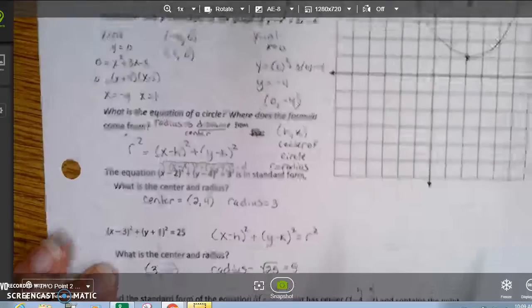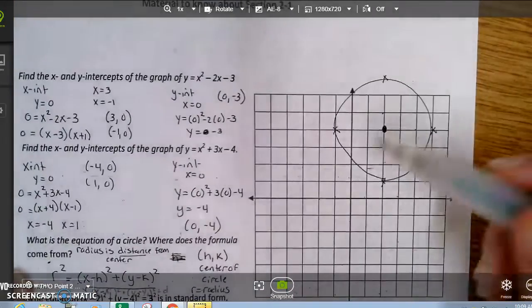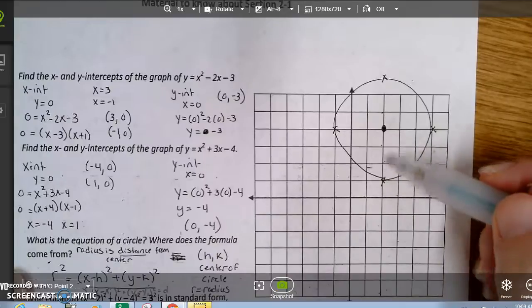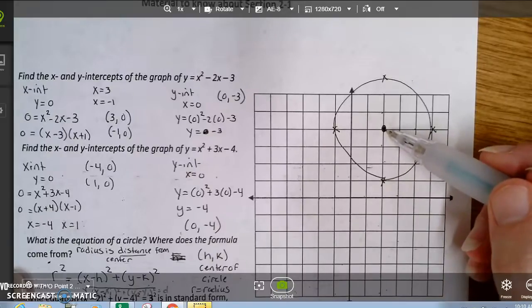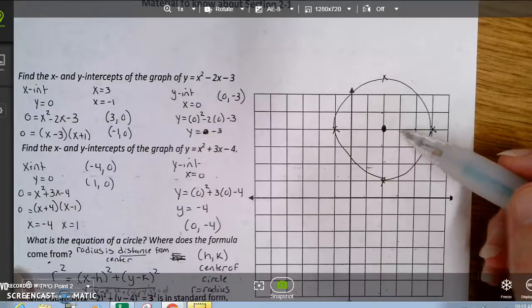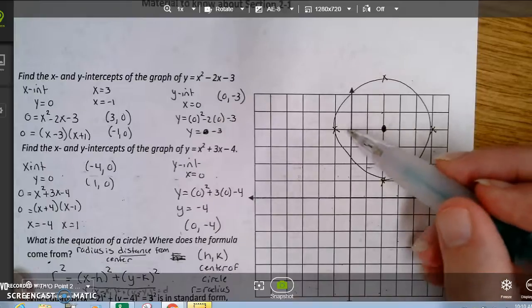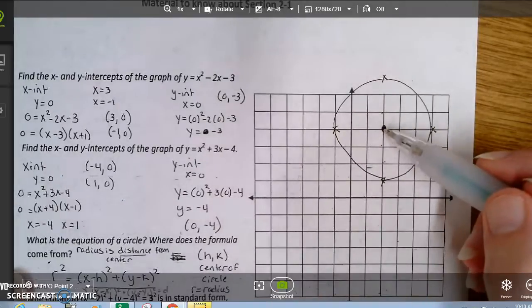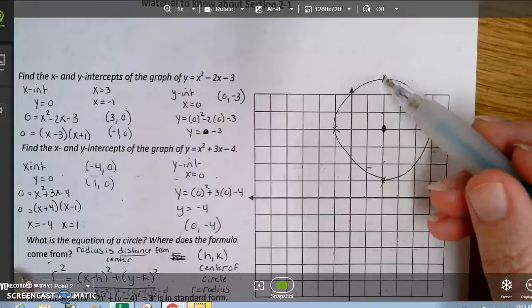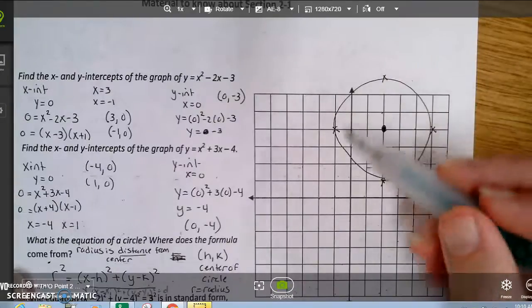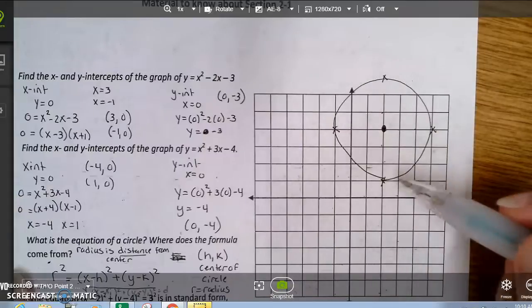So if I wanted to use that to graph it, on my graph paper I would plot the center, so (2, 4), and there's my center. And then I would use that center and I'd count off my radius. So 3 to the right, and then go back to the center, 3 to the left, and then go back to the center, and then 3 up, and then back to the center, and then 3 down. And if I connect all those points together, there's the circle.